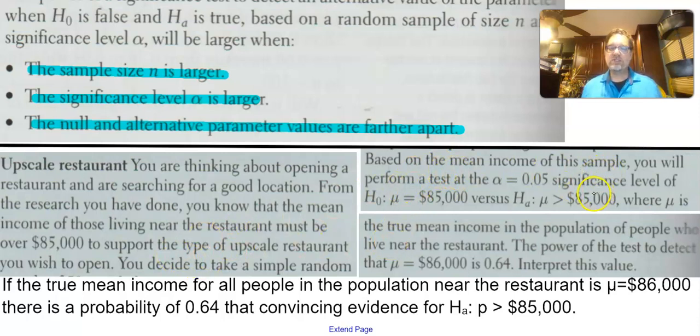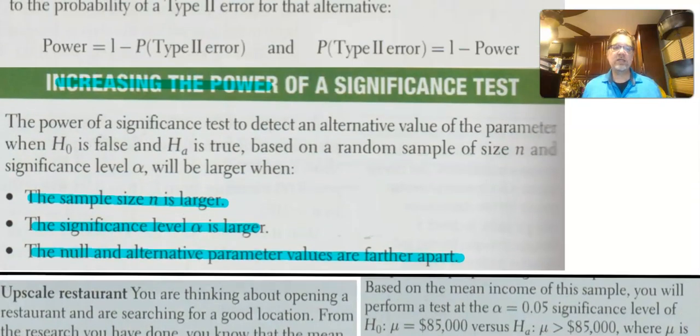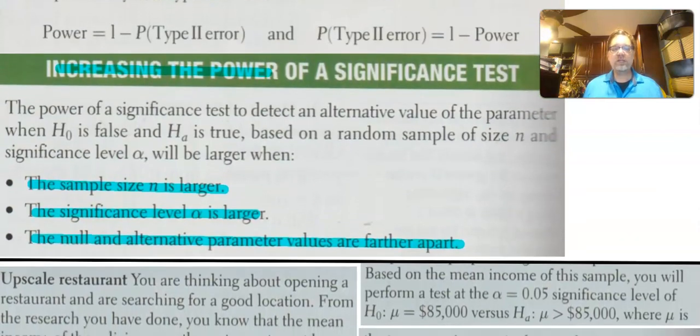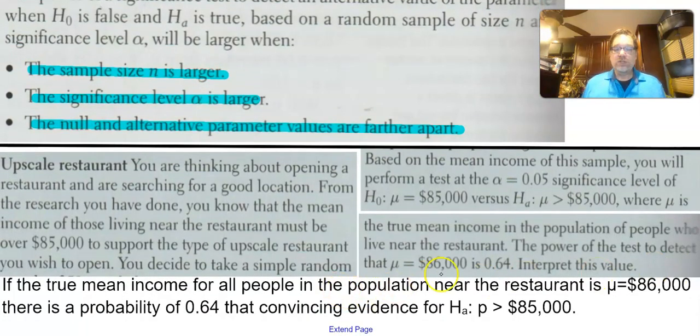Based on the mean income of this sample, you will perform a test at the alpha level of 0.05 significance level, our null hypothesis versus our alternative hypothesis, where mu is the true mean income of the population of the people who live near the restaurant. The power of the test to detect that mu is 86,000 is 0.64. Interpret this value. Power is 1 minus the probability of a type 2 error. So 1 minus the probability of a type 2 error is 0.64.